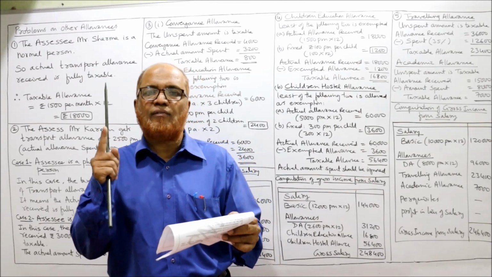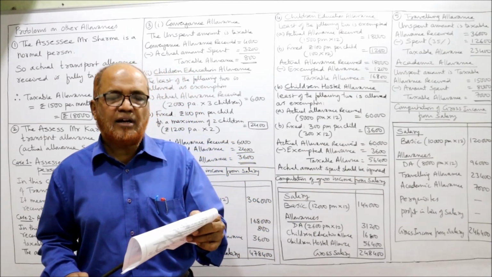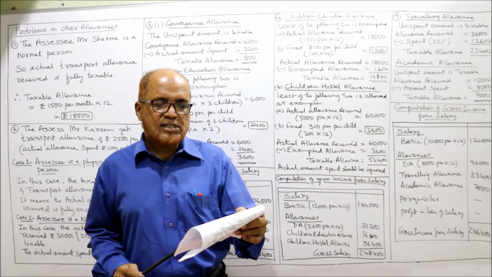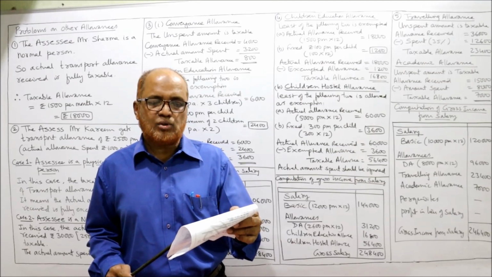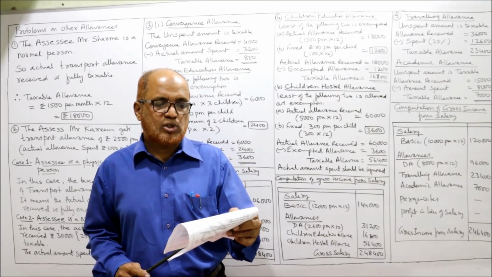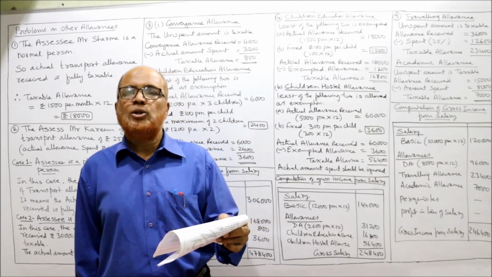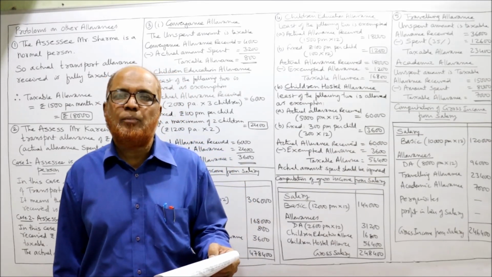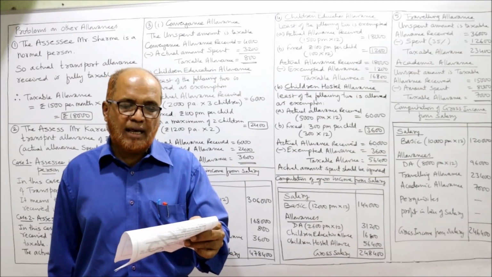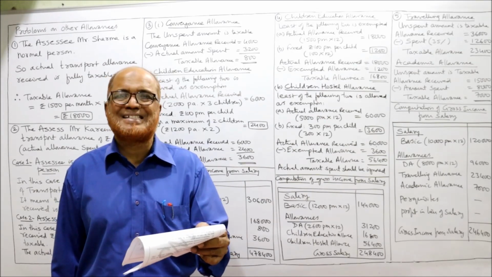Employer pays only for one child, for daughter 1,500 rupees per month. Hostel allowance to his son 5,000 rupees per month. Actual amount spent 2,000 per month. Calculate gross income from salary. So first of all, we'll calculate the taxable portion of children education allowance and children hostel allowance.